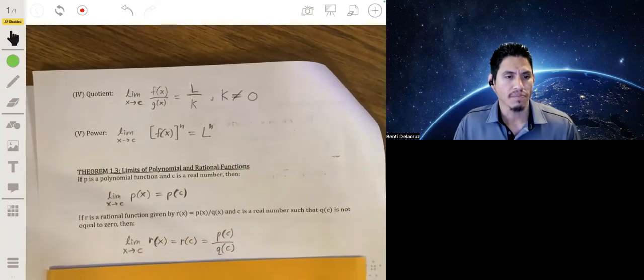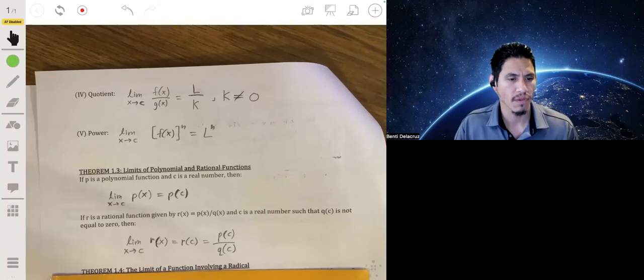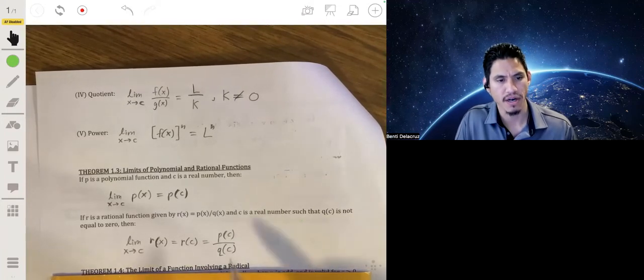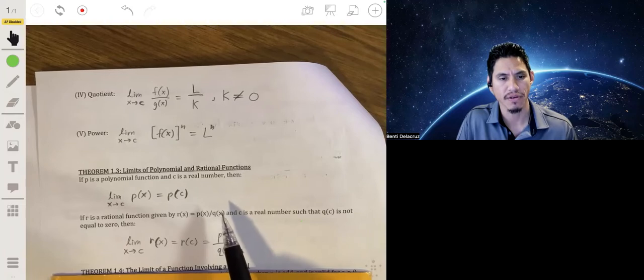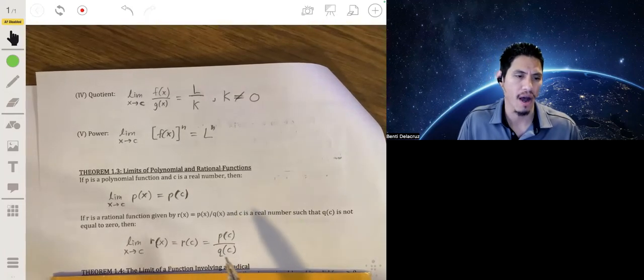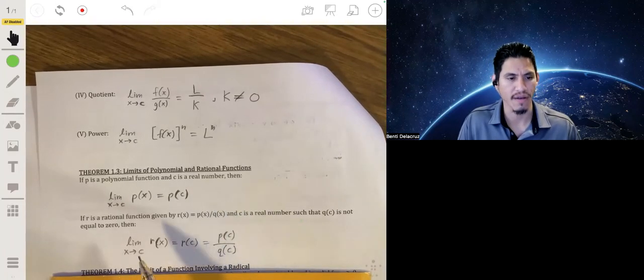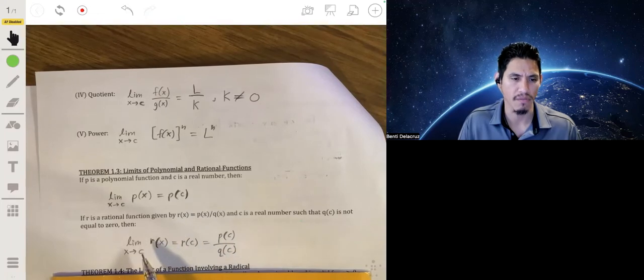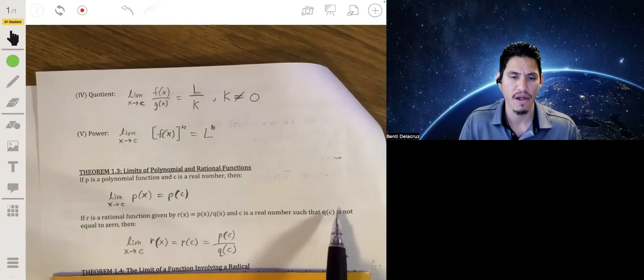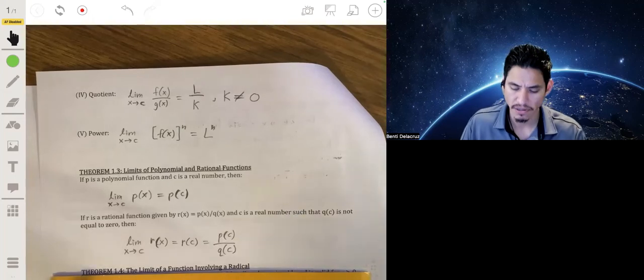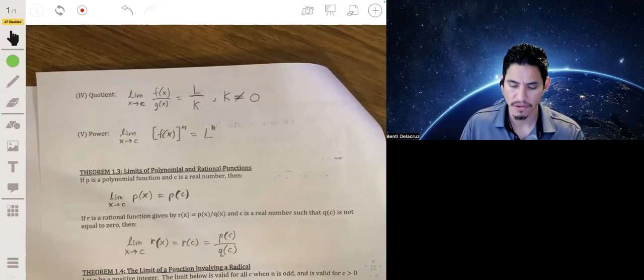Next, when you're dividing them, when you have a rational function, let's say r of x is equal to p of x divided by q of x, then again, you can just simply plug in that value for x. If c was 5, you can plug in 5 for x and divide. Again, as long as the denominator function q of x in this case is not equal to 0. Just make sure you're not dividing by 0.